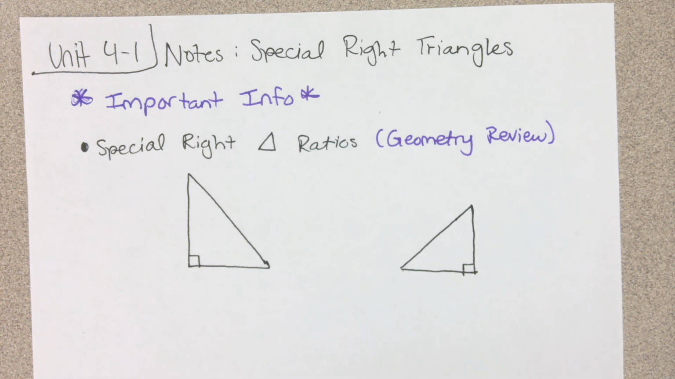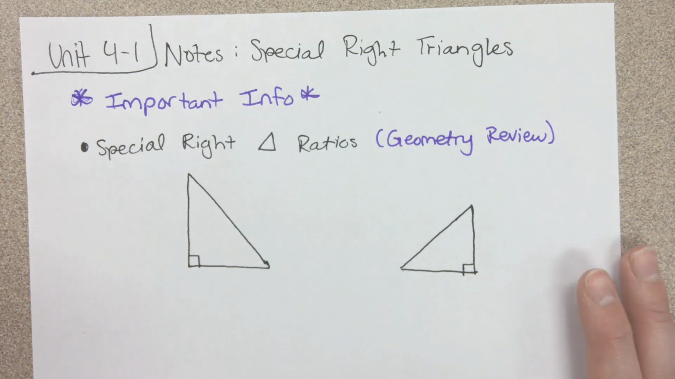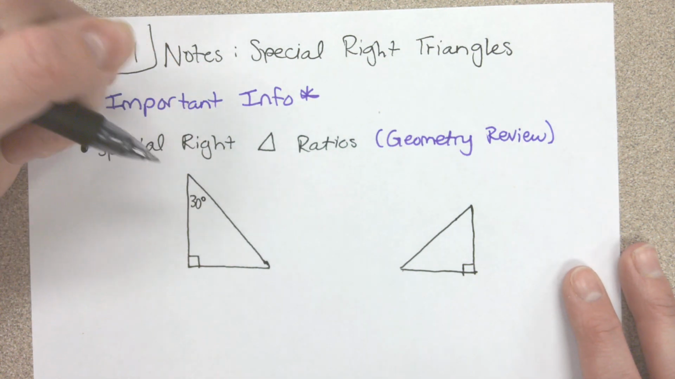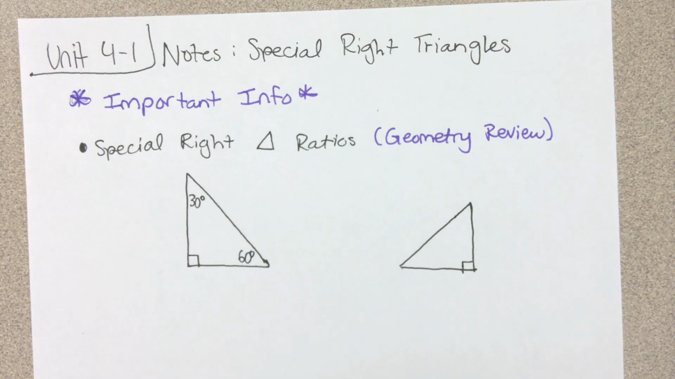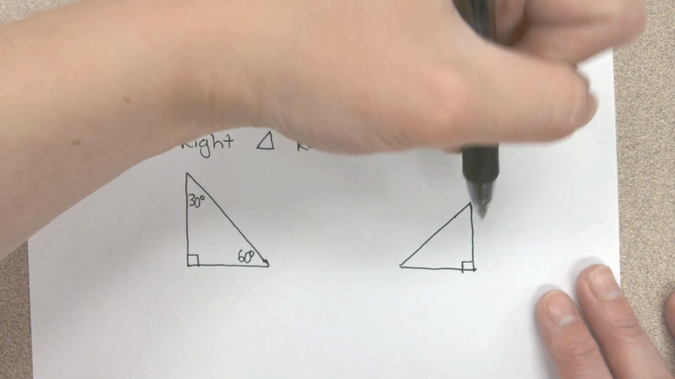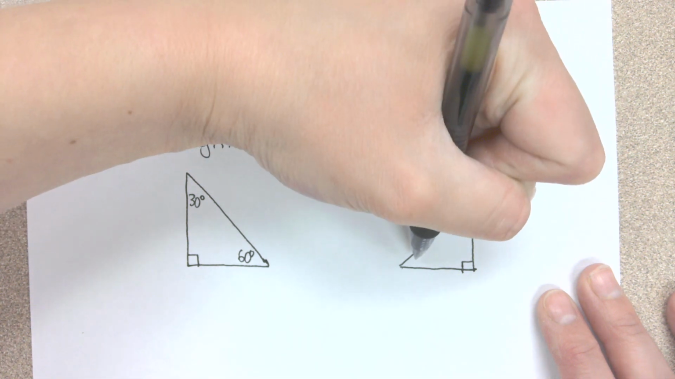These have a relationship between the sides that is maintained based on these angle measures. On the left here, this is the 30, 60, 90 triangle. And on the right, this is the 45, 45, 90 triangle.